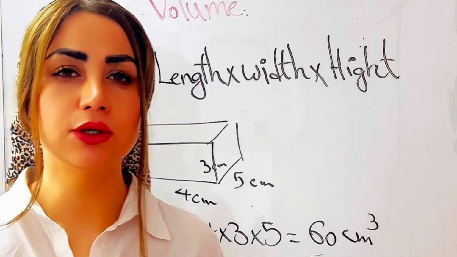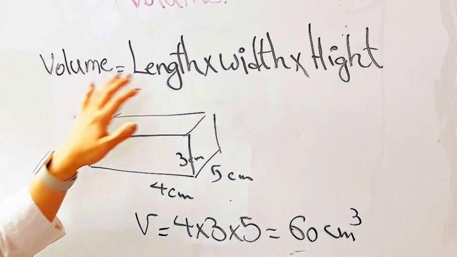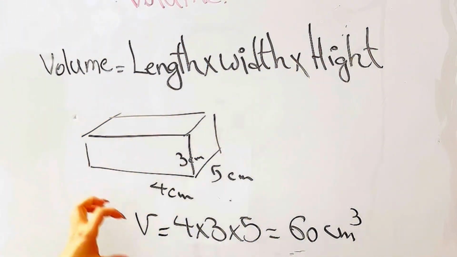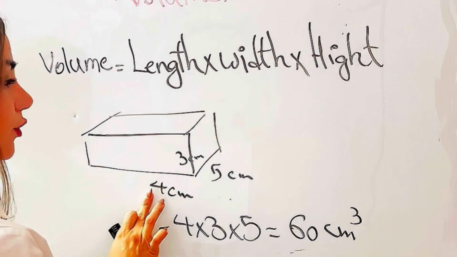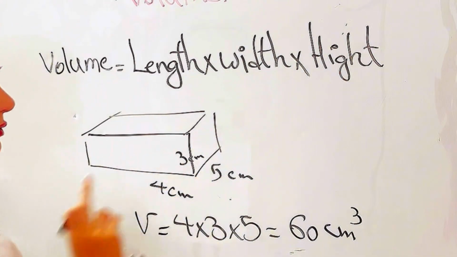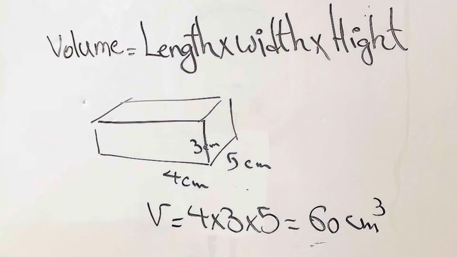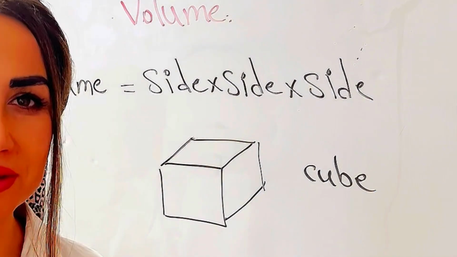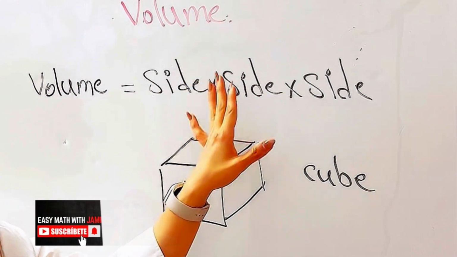For most rectangular shapes, we use this formula. Volume is length times width times height. As an example, for this rectangular prism, we have 4 times 3 times 5. Gonna be 60 cubic centimeters. For cubes, it's even easier. Since all the sides are equal, we just do volume of a cube is side times side times side.